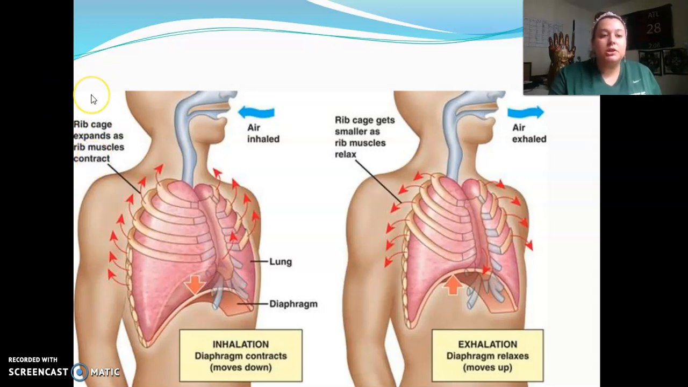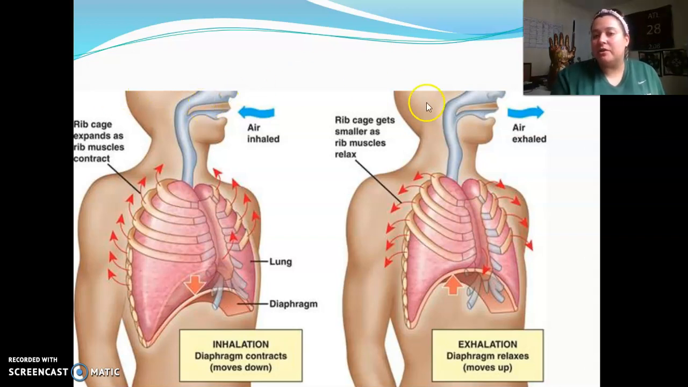This is a good example, boys and girls, of how your muscular system and your skeletal system are connected with your respiratory system. If it wasn't for those muscles, like your diaphragm and your rib muscles, you wouldn't be able to breathe that well.